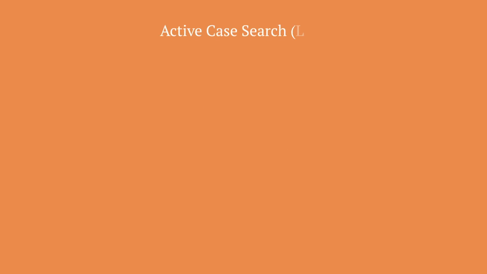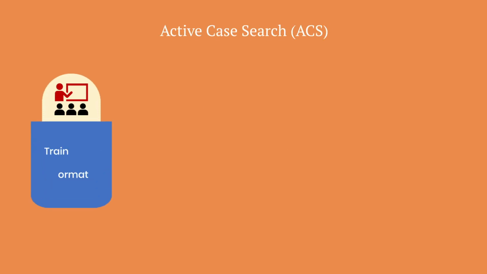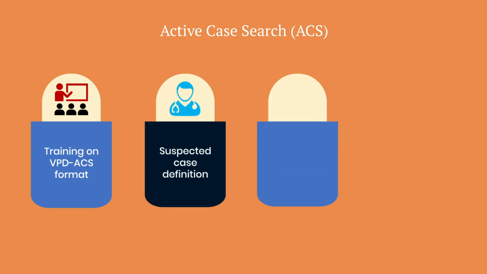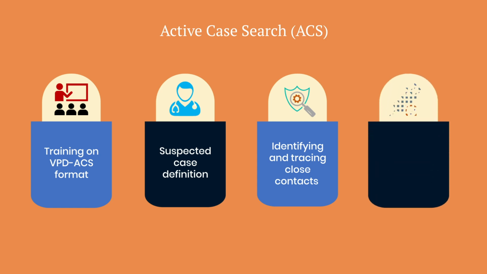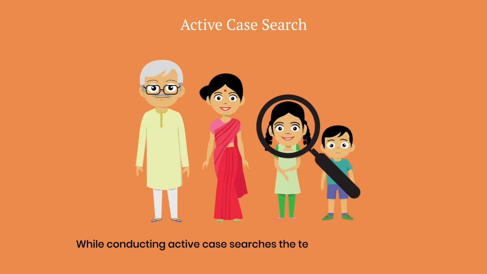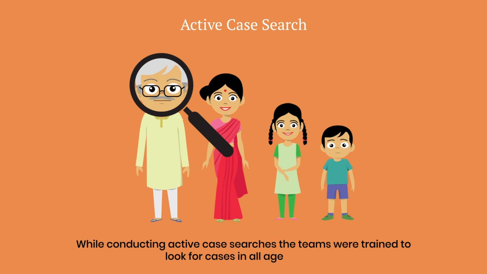The active case search team were properly equipped with training on VPD ACS format, suspected case definition, identifying and tracing close contacts, and also identification of unimmunized and under-immunized children or people. While conducting active searches, the teams were trained to look for cases in all age groups.